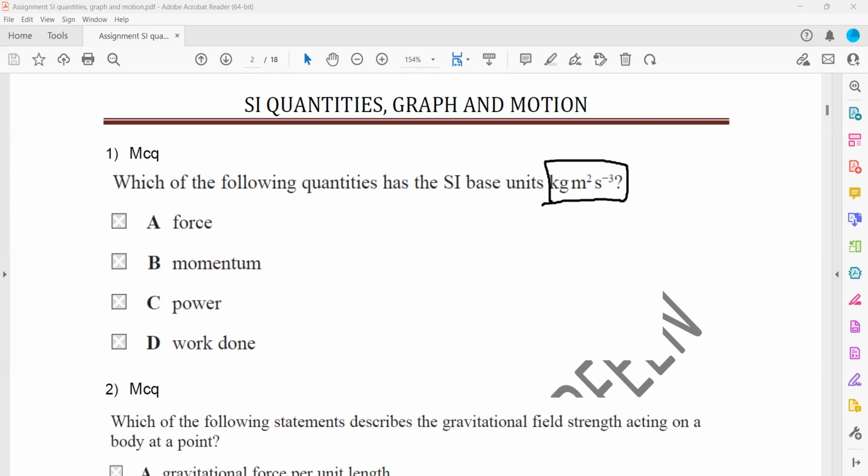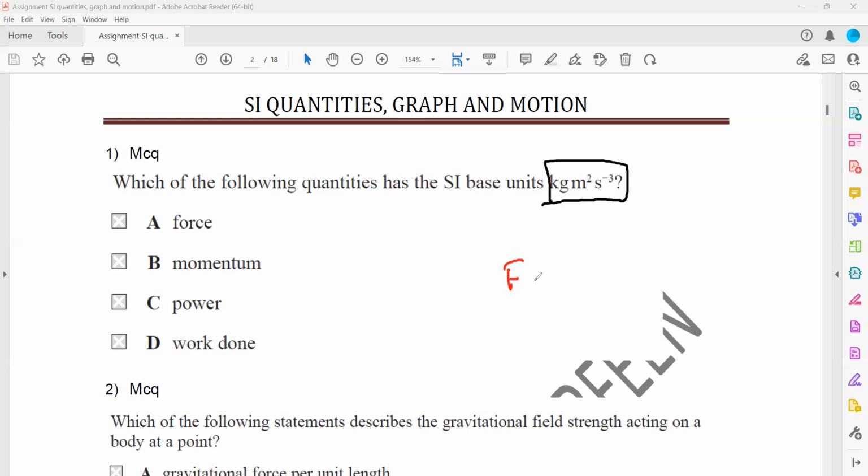So for this question, which quantity has the SI base unit kilogram meter squared second raised to power minus 3? How to solve such a question? To solve such a question, you first have to write a formula. Any formula you remember for the quantity, you can use to work out the base units. For example, if I want to work out the base unit of force, what will be the base unit of the force?